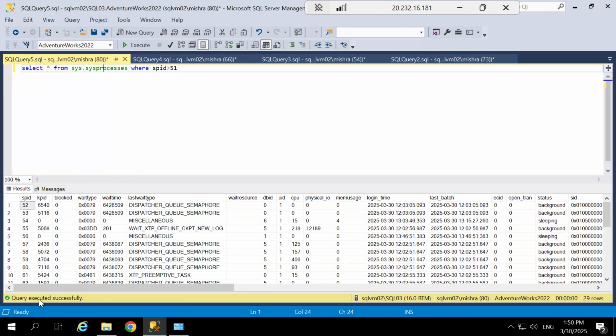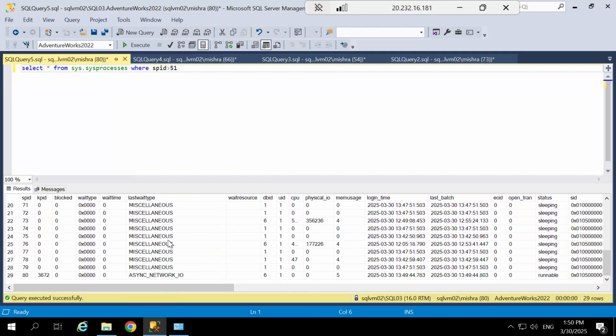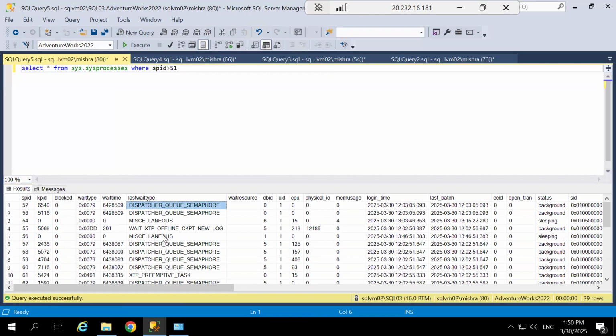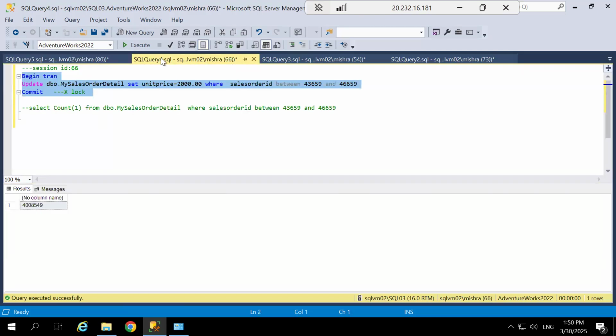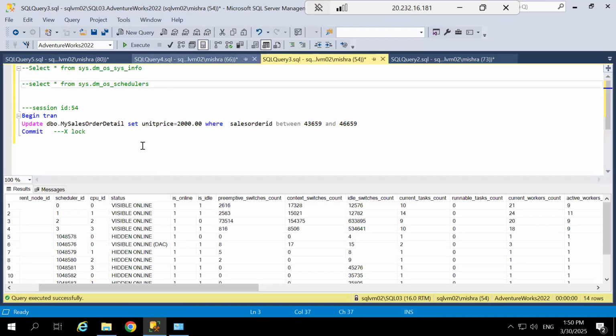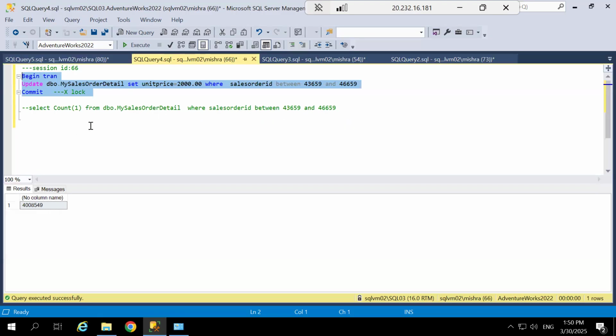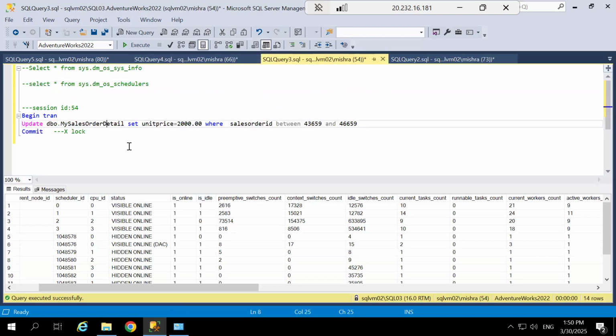How many sessions do we have? 29 from 52. But many of these are related with system level components. Not a problem. We have session ID 66 and 54. Let's confirm it. My sales order detail is here with this BETWEEN. Okay, that's fine. Let's execute it.